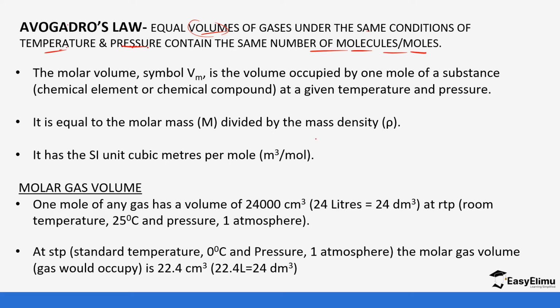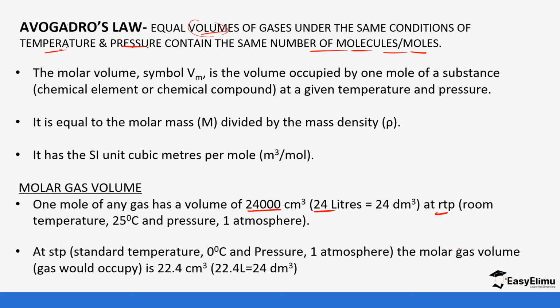1 mole has a volume of 24,000 centimeters cubed or 24 liters at room temperature and pressure, which is 25 degrees Celsius, 1 atmosphere. So that is going to be 24,000 centimeters cubed or 24 liters. And remember, this is 1 mole. And then at STP, it's going to be at 0 degrees Celsius and 1 atmosphere.